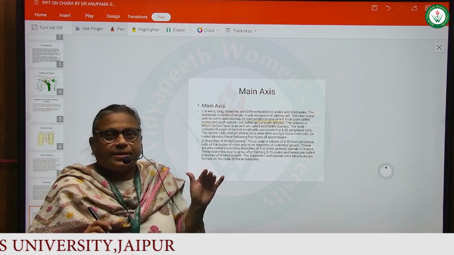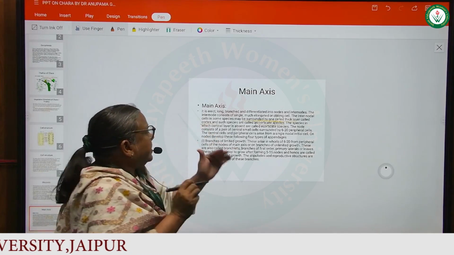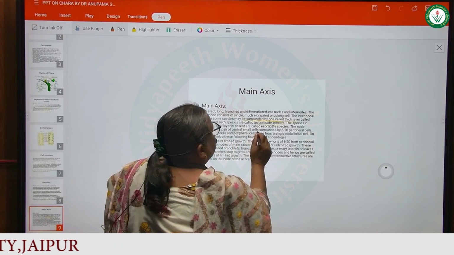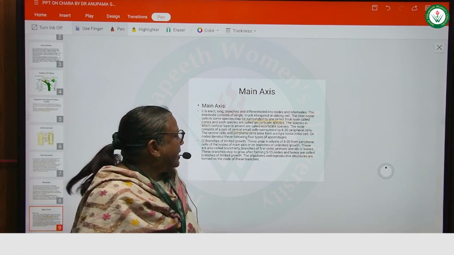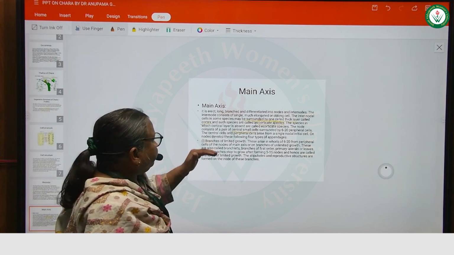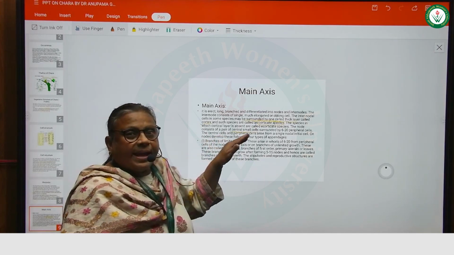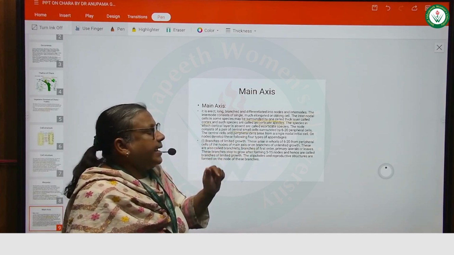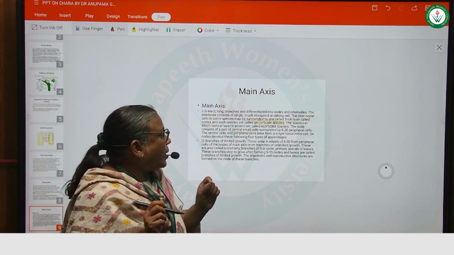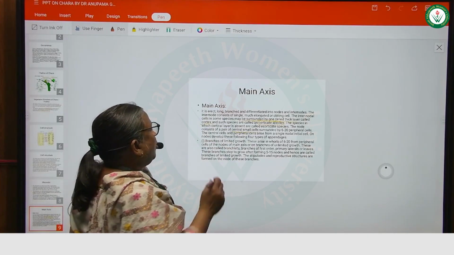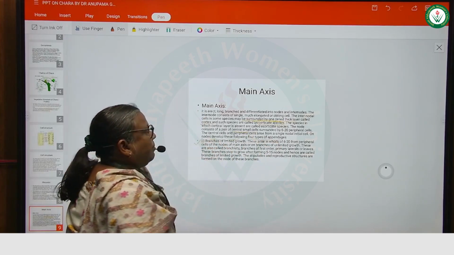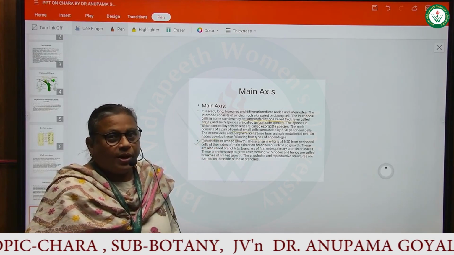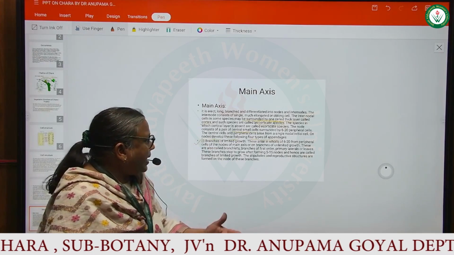The node consists of a pair of central small cells surrounded by 6 to 20 peripheral cells, and the central cells and peripheral cells arise from a single nodal initial cell. On nodes develop four types of appendages. First, branches of limited growth. Second, branches of unlimited growth.